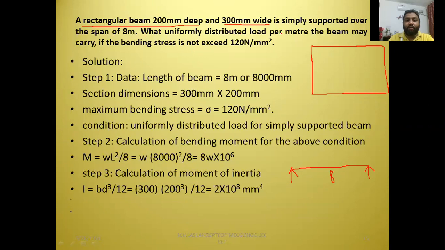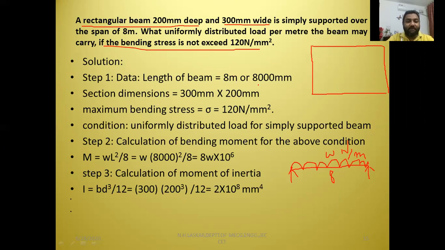What uniformly distributed load per meter may the beam carry? That means there is a uniformly distributed load that we have to find out. So let us assume W Newton per meter is the UDL acting on the simply supported beam, if the bending stress does not exceed 120 Newton per millimeter square. So we have the bending equation. What is the bending equation? M upon I is equal to sigma B upon Y is equal to E by R. E by R will not be used here because the radius of curvature is not mentioned.